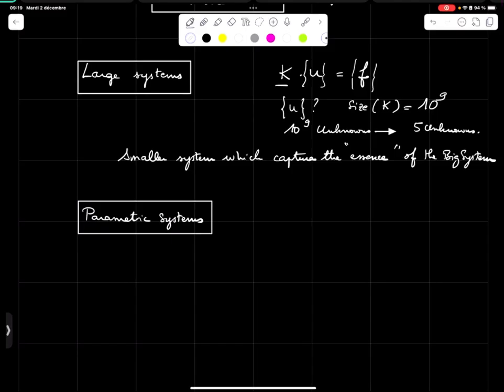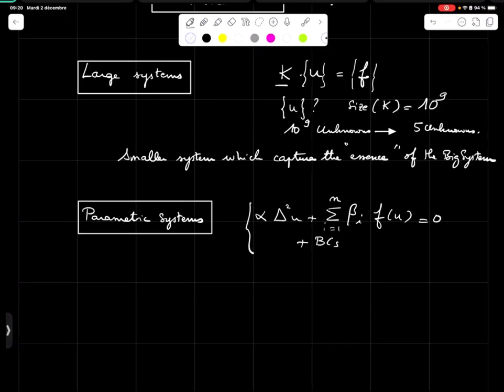So if you have a parametric system, again, that can be anything where you have some sort of differential operator, as we wrote down. So, I can just write alpha Laplacian u, some completely generic function, plus some sum from i equals 1 to n of beta i times some function of u, equals 0, plus some boundary condition. So this is a Poisson problem, and that Poisson problem is one of the simplest you can think of.